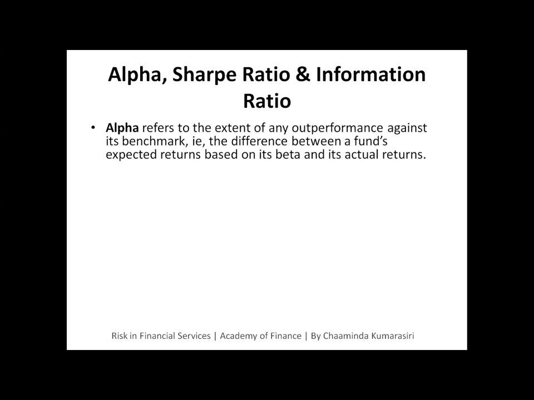And then there are a few other ratios we generally use in managing risk and performance of funds and portfolios. Alpha. Alpha refers to the extent of any outperformance against its benchmark. That means the outperformance of the security against the benchmark. The benchmark could be anything, as we discussed. If the security is performing well, that outperformance against the benchmark is called alpha.